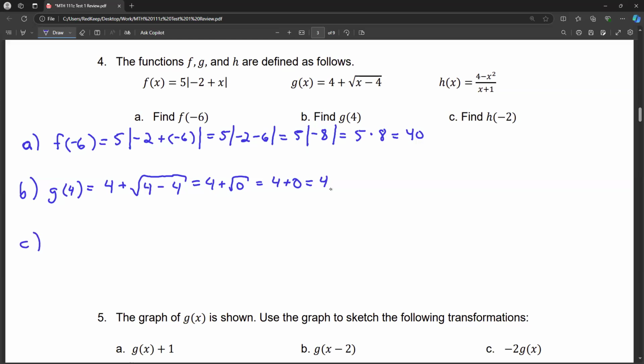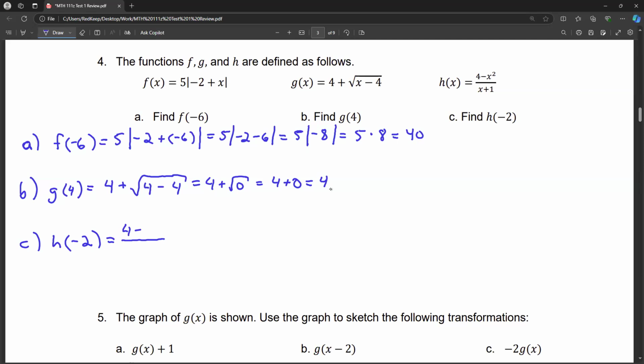Okay, so now finally moving on to part C, they're asking us to find h of -2. So we're moving on to the h function, h of -2. Again, we're just going to plug in the value -2 wherever there is an x in our function. All right, so h of x is a rational function. And in the numerator position, or the top of the fraction, it says 4 minus x squared.